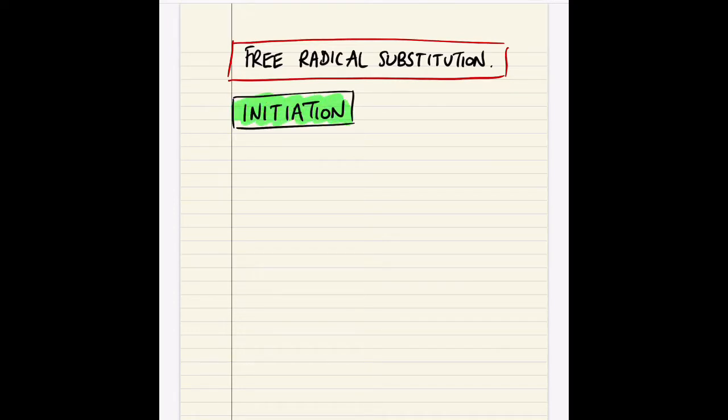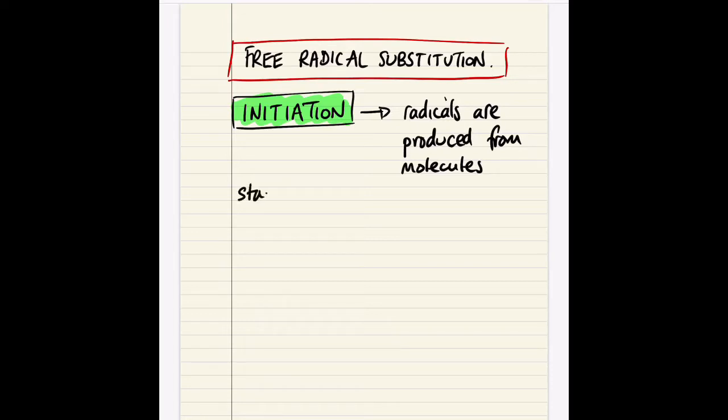In order to initiate this reaction, we need to have radicals being produced, and then they can go on and react further in the propagation step. So these radicals are produced from molecules, and the molecules we're going to be looking at are the halogens, so chlorine, bromine, fluorine, etc. And this happens in the presence of UV light. So we need that high energy ultraviolet light in order to break that covalent bond.